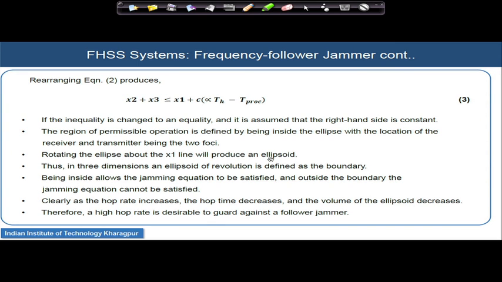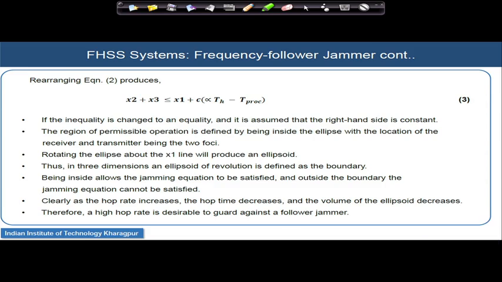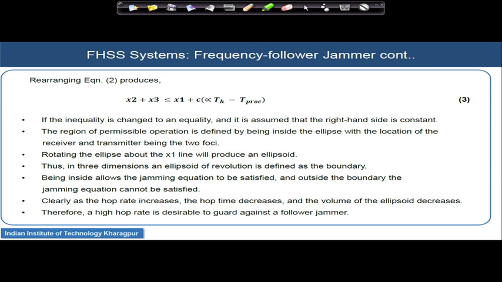Obviously, if I reduce TH, the time of hopping, that means your rate of hopping is increasing, and then the total area under the ellipsoid will decrease. So, that is your target as a system engineer. You try to decrease the boundary zone and the total area under the ellipsoid, so that your receiver can be resistant against the jammers.